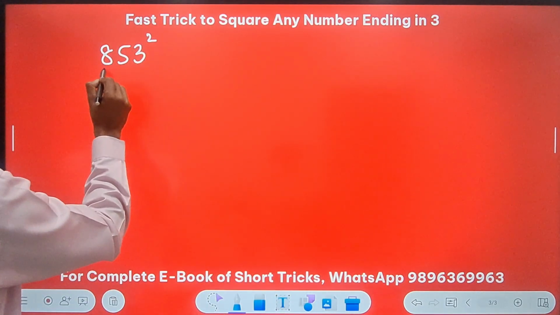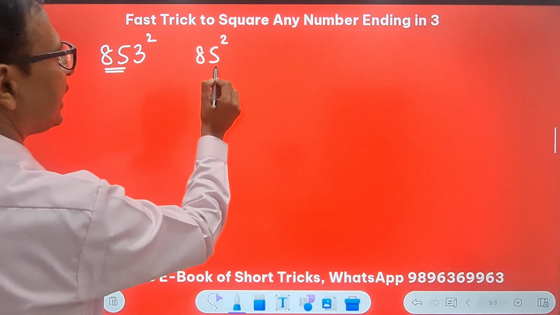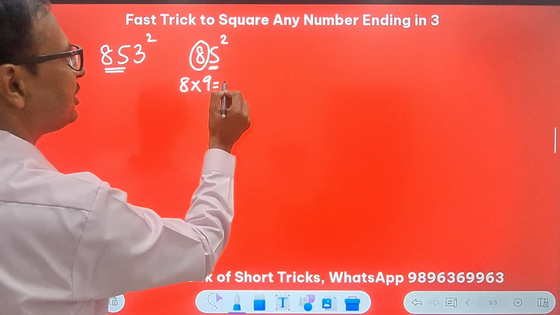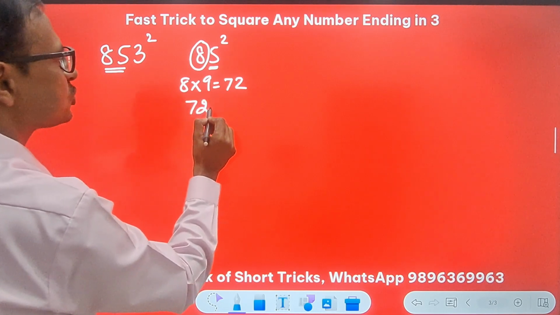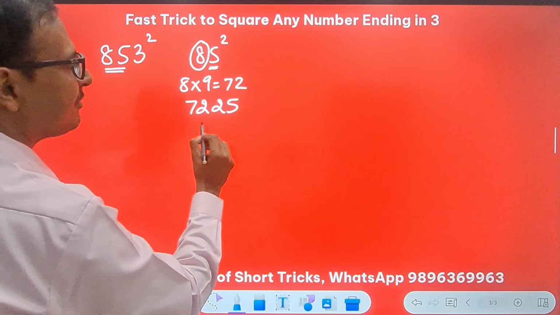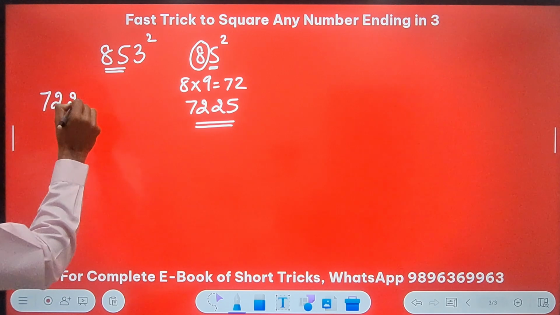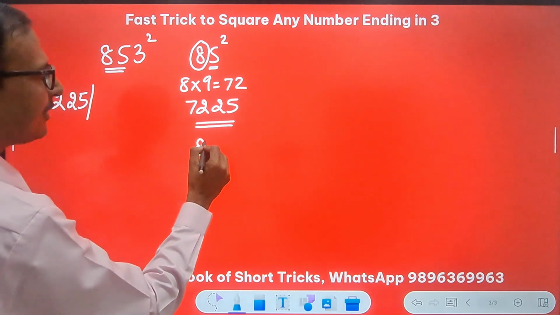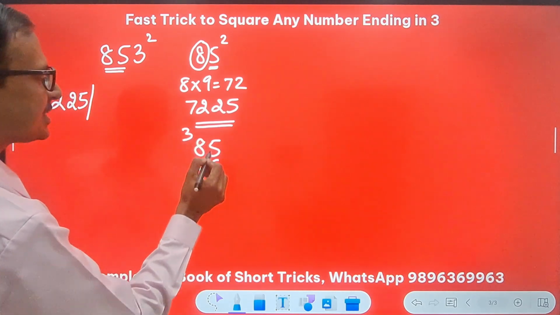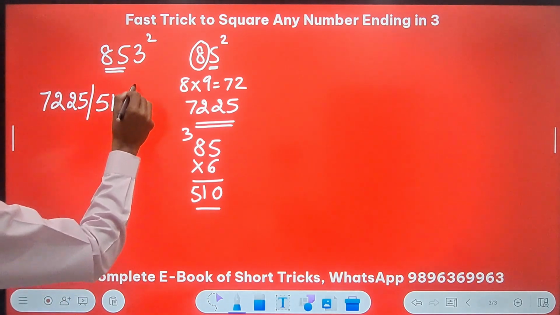853 square. So I need 85 square now, and I know the square of any number ending in 5. 8 times 9 is 72, and this 72 has to be suffixed by 25. Any number ending in 5, the square will end in 25. So 7225 is the square of 85, which forms the first part. The second part is 85 times 6. So 6 5s are 30. So 6 8s are 48, 51. So 510 forms the second part, and the 9.